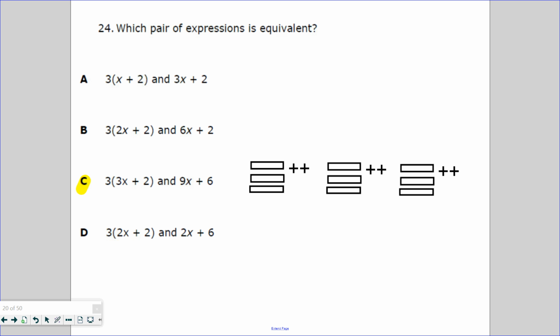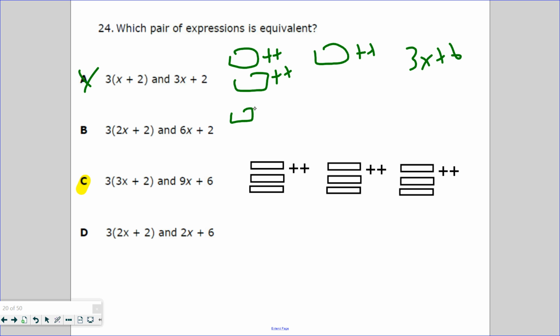24. So let's draw these. If you draw each one of these, which one is equivalent? 3 groups of x plus 2. Is that the same as saying 3x plus 2? No, it's 3x plus 6. Wrong. 3 groups of 2x plus 2. Is that the same thing as saying 6x plus 2? No, 6x plus 6. Wrong.